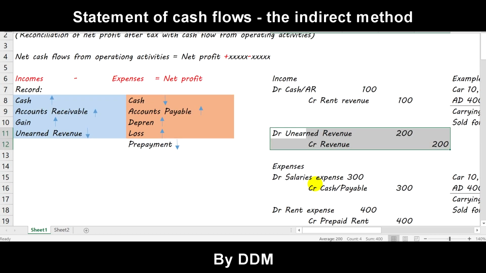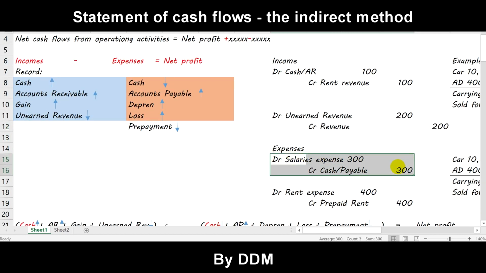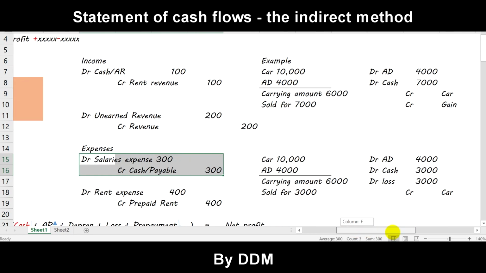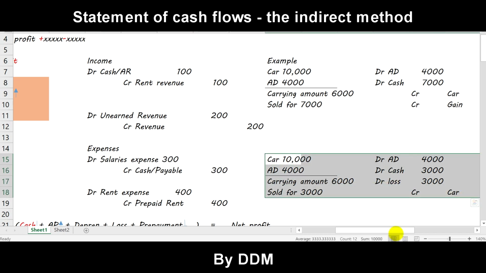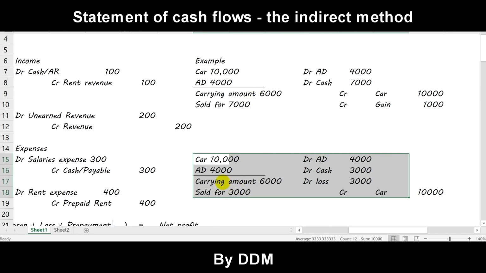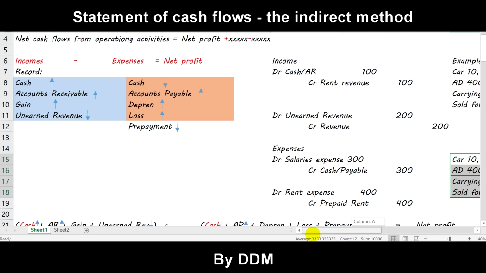Expenses, likewise. When expenses are incurred, for example, salaries expenses, we credit cash or we credit salaries payable. That means cash is reduced and salaries payable is increased. Depreciation is also a type of expense. Loss is also a type of expense, and I also give an example about loss making. For example, in a similar scenario here, the carrying amount of a car is still $6,000, but we only sold it for $3,000. That means we made a loss of $3,000.